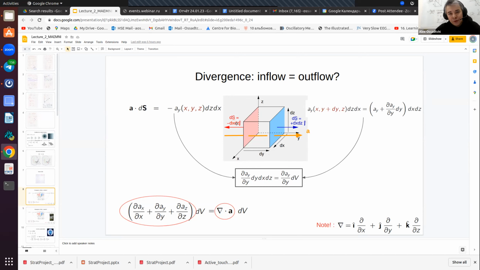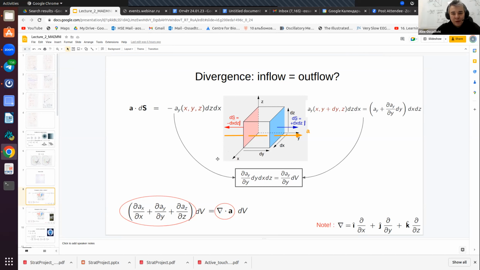There is one other very useful thing: the normal vector. This vector dS is called S because we are talking about area. Its length is proportional to the area of this face, dx multiplied by dz, and the vector itself is perpendicular to this plane. We need this in order to measure the amount of water actually flowing in through this face.